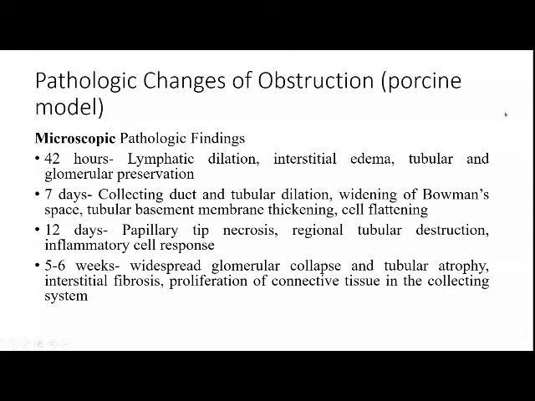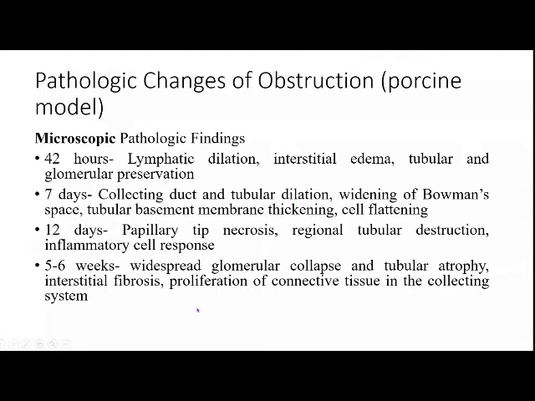When we come to the microscopic pathological findings, at 42 hours of obstruction, there will be lymphatic dilatation and interstitial edema, with tubular and glomerular preservation. But at 7 days, there will be collecting duct and tubular dilatation, widening of the Bowman space, tubular basement membrane thickening, and cell flattening. At 12 days of obstruction, papillary tip necrosis occurs, with regional tubular destruction and an inflammatory cell response.